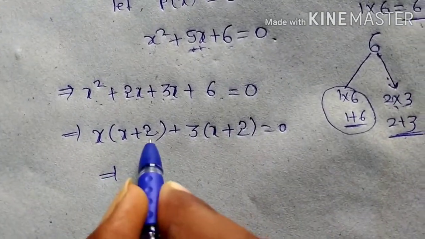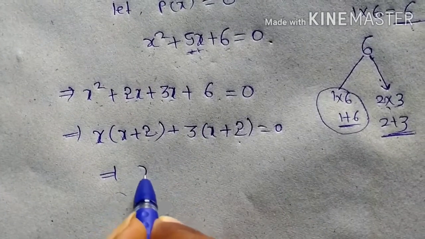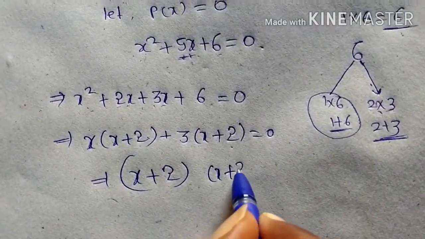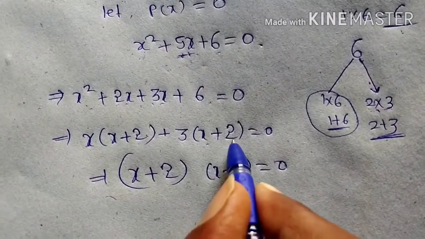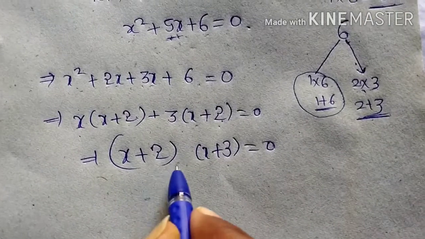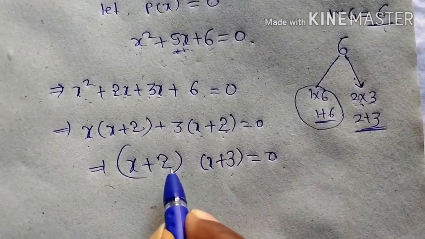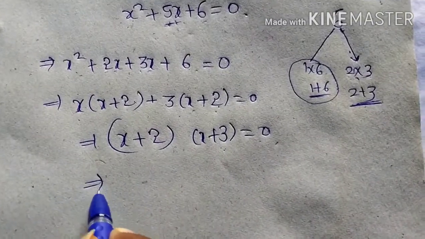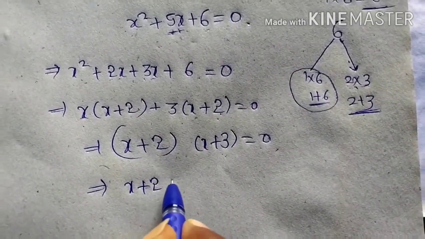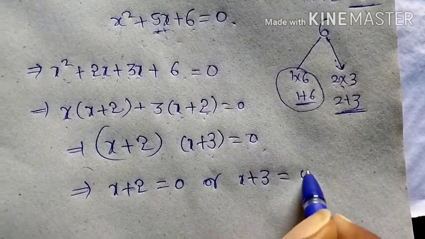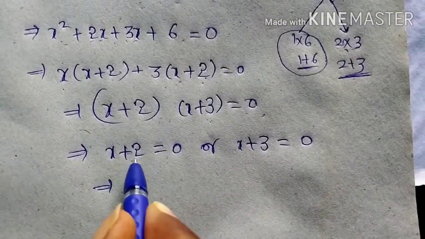You can see x plus 2 here and also x plus 2. You can take it as common. x plus 2 into x plus 3 is equal to 0. If I take x plus 2 as common, you have x plus 3 here. Next, you know that a into b is equal to 0 means either a is equal to 0 or b is equal to 0. Yes or no? So you can write x plus 2 is equal to 0 or x plus 3 is equal to 0. These are linear polynomials.